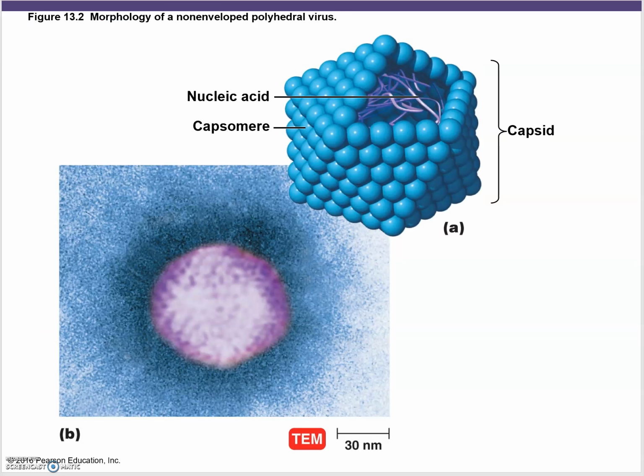So here, one more time for the nomenclature. The capsid would be the entire coat right here. And the capsomeres are the subunits making up the coat of this virus. This one is polyhedral, and we call something polyhedral when it has many sides to it. The electron microscope image would look something like this, a non-enveloped polyhedral virus with many sides.